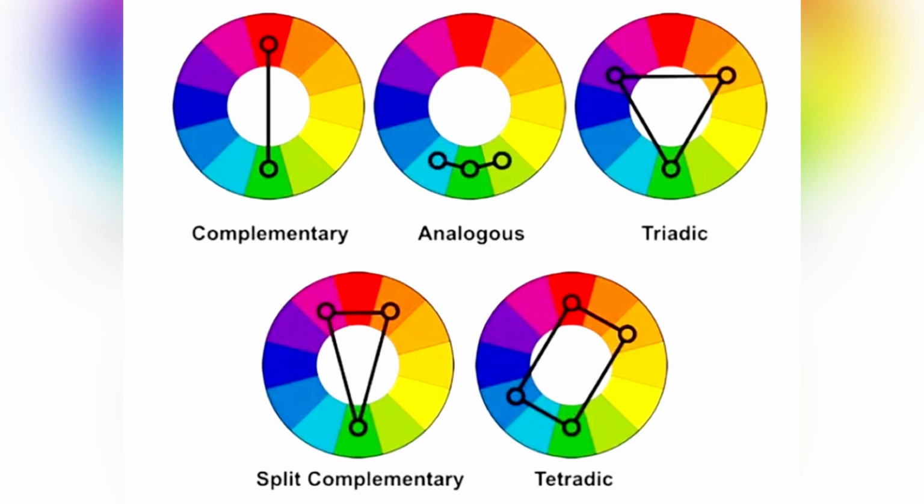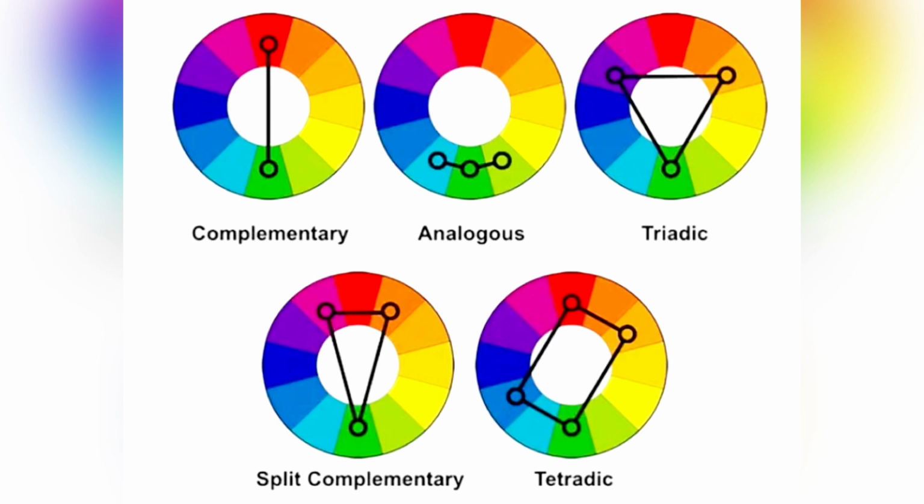The next one is the analogous. You can always pick the colors which are next to each other. And the triadic color combination is when you draw a triangle which is equidistant in the color wheel; those are the 3 colors that will go well with each other. Split complementary is, in the complementary, for example, the first one is red and green, right? Instead of using green, you use the colors next to it, left and right side. Or you can use the color green, and instead of red, you can use a pink and orange. That is the split complementary.